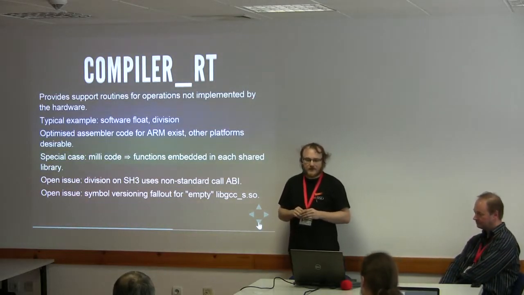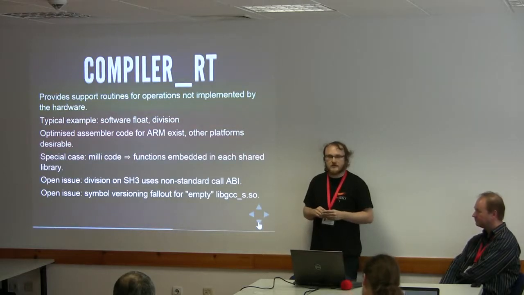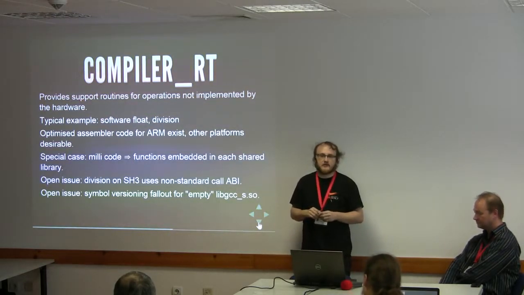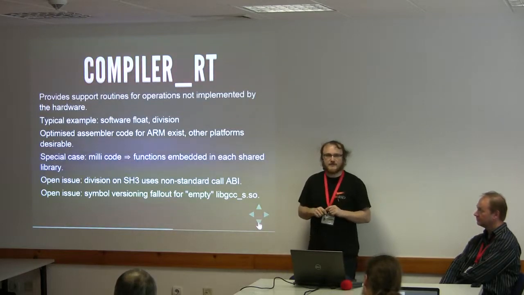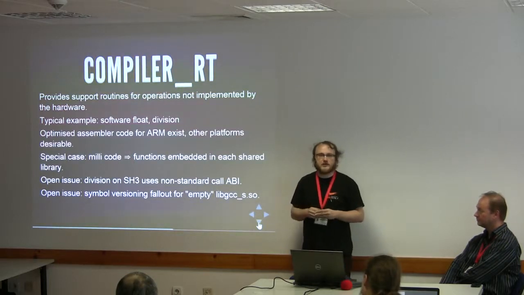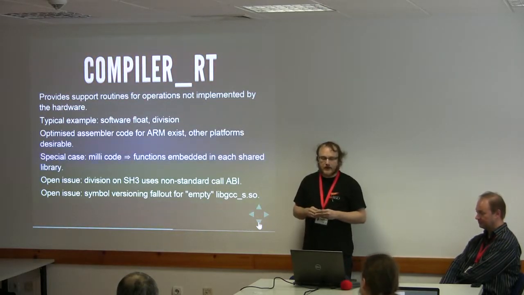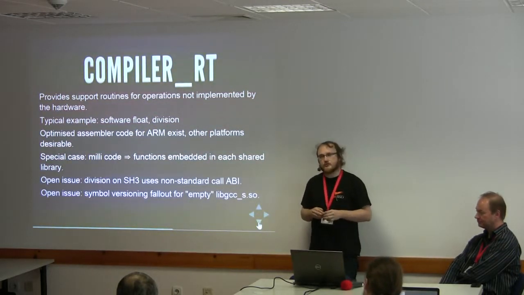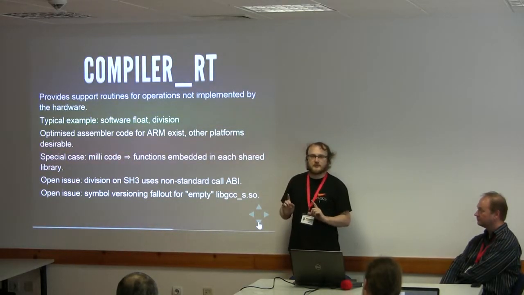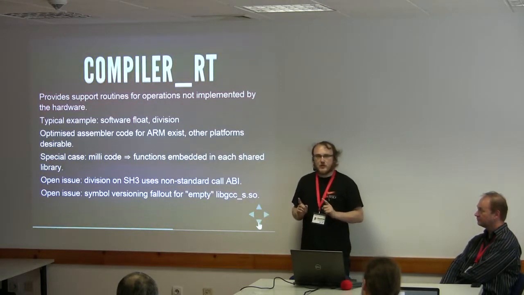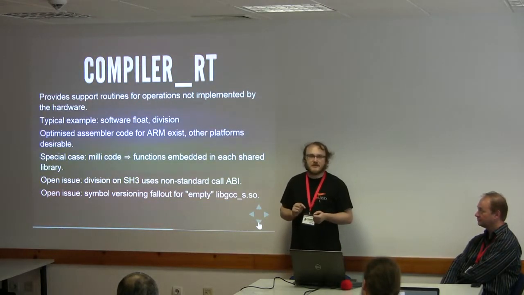There are some special cases like Super Hitachi and HPPA, which require a small code fragment to be linked into every shared library, because those functions can't use the normal PLT stuff. That's the so-called millicode. We are not completely sure yet how to deal with it. Historically, those are position-independent code in libgcc.a, which is still pulled into the libraries.